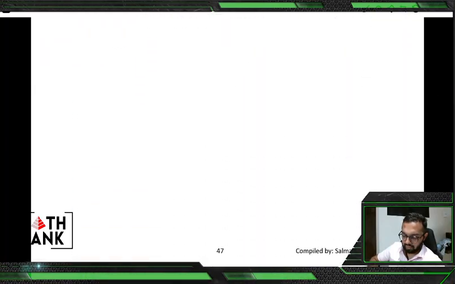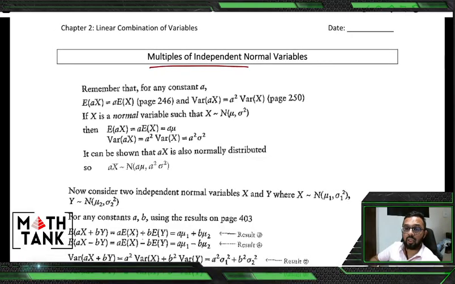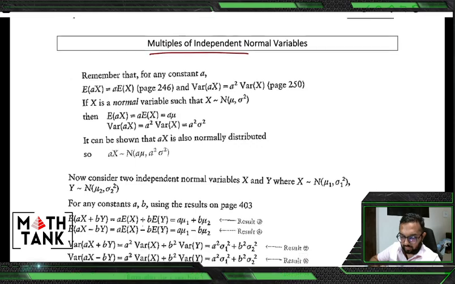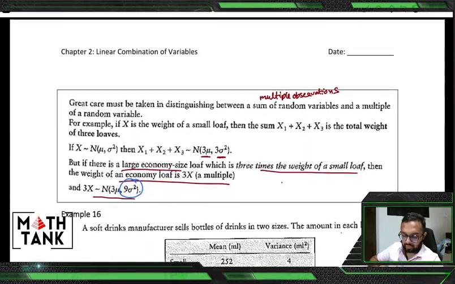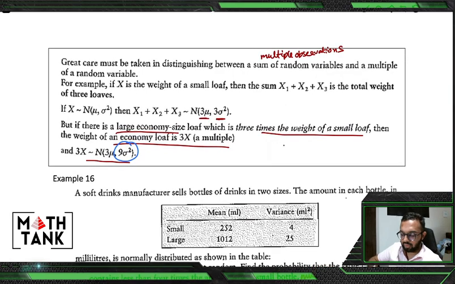Then the trouble actually lies when you talk about multiples of independent normal variables. Now multiples is the same as scaling. There is going to be a difference in the wording of the question, and the best idea that I can show you is here on the screen. It says great care must be taken in distinguishing between a sum of random variables and a multiple of a random variable. For example, if x is the weight of a small loaf, then the sum x1 plus x2 plus x3 is the total weight of 3 loaves.